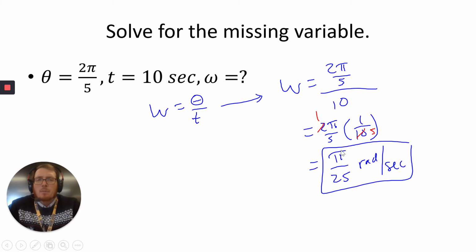And then there should be some cross simplifying. Make sure you're able to get to this pi over 25 radians per second. The reason it's radians per second is because the angle's in radians. You want the angle to be in radians, and then the omega piece will be in radians per second.